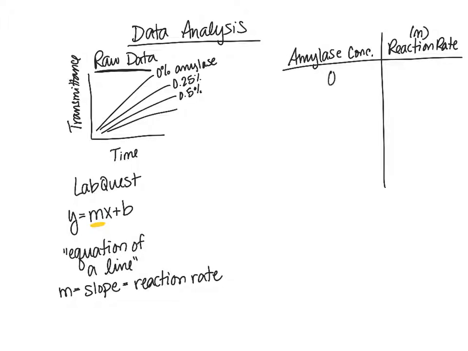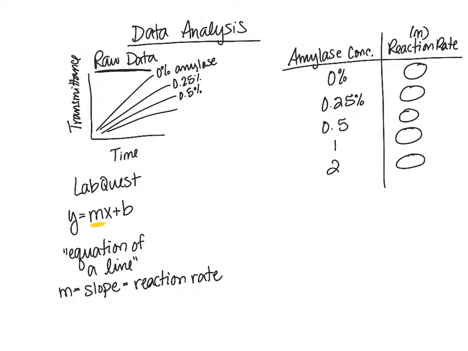And so it's going to look like at 0% amylase, you're going to have a number that you write here. At 0.25%, you're going to have a number that you write here. 0.5, 1, and 2. So you're going to end up with a series of numbers here, and these are all just those m values. And then when you actually create your own graph of data, you're not graphing the raw data here. Instead, you're going to be graphing this analyzed data here.